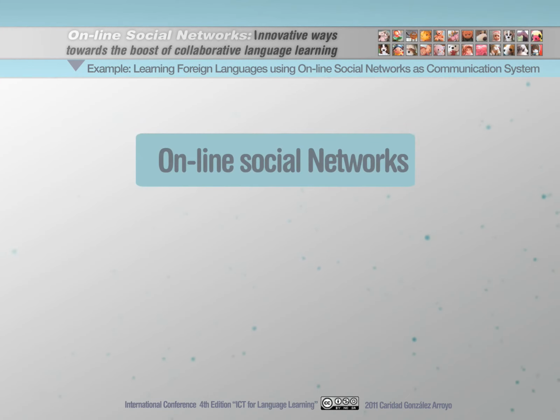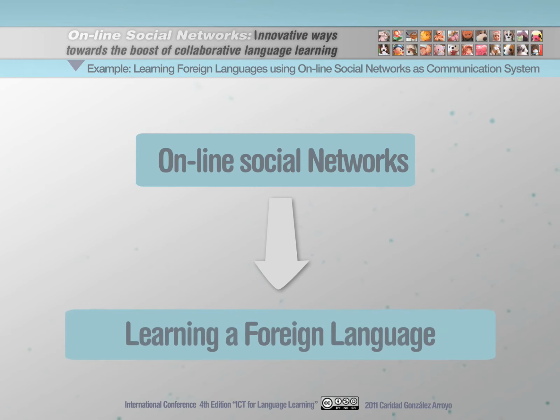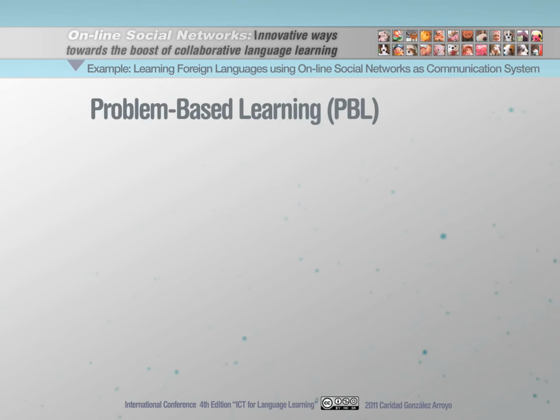Online social networks have several advantages for learning a foreign language, such as deeper immersion, higher development of language skills, higher motivation, and flexibility. The proposal is that online social networks are ideal to create a learning community and to base its work on problem-based learning.